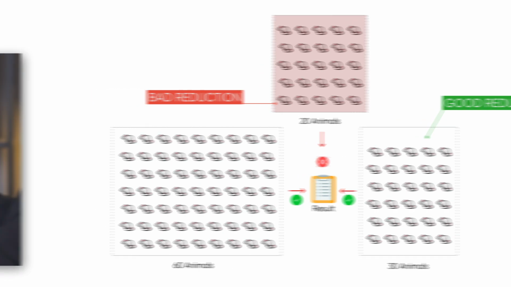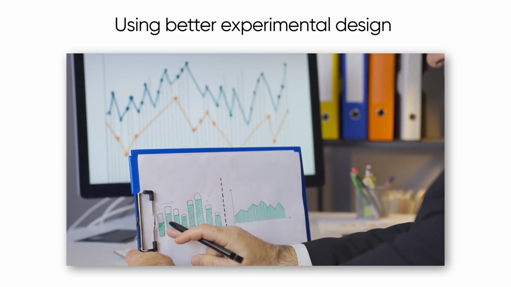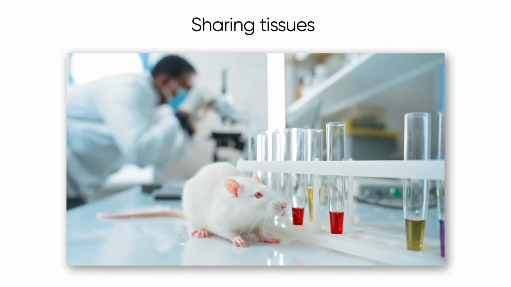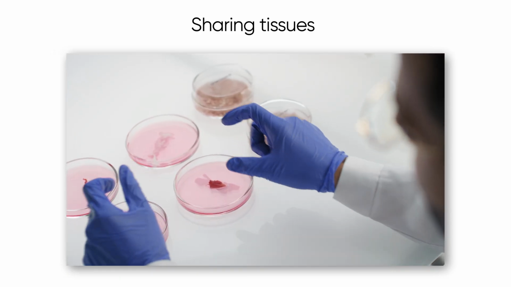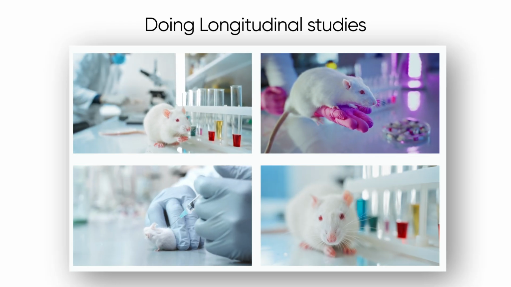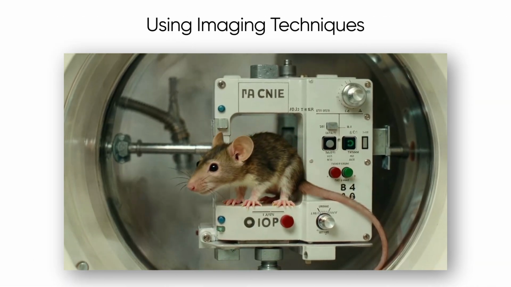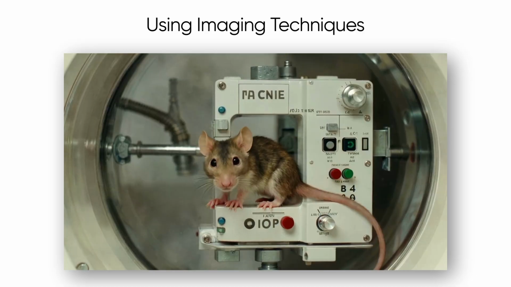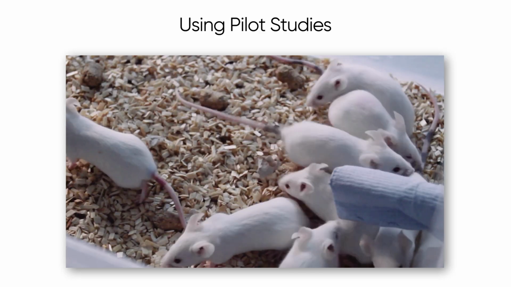Some of the examples of reduction are using better experimental design. Wherever possible, you can use a statistician to plan the study to reduce unnecessary animals. Sharing tissues. If one study uses rats for blood samples, another lab can use the leftover tissues instead of using new rats. Doing longitudinal studies. This means you can measure the same animal multiple times instead of using new groups each time. Using imaging techniques. Here you can do CT scans or MRI scans that allow repeated measurements inside the same animal. Using pilot studies. This means you can do a tiny small scale test before a full experiment.